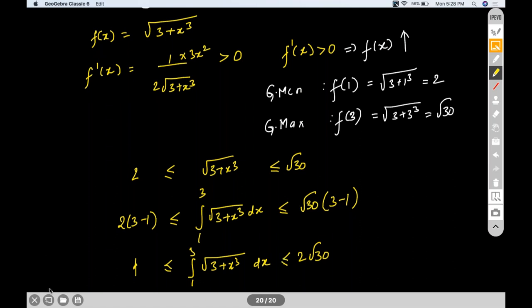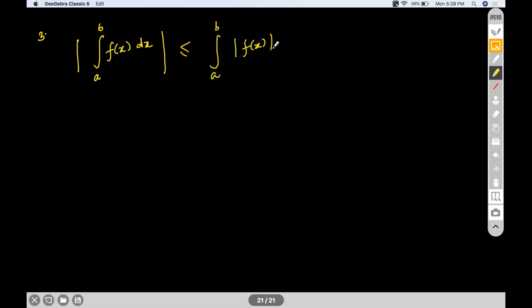Great. So we'll now make a move to the next inequality properties. This property says, I think this is the third one in the line. Yeah, this property says integral of a function from a to b, if you take the mod of it, this value will always be lesser than the value that you get when you integrate the mod of the given function.